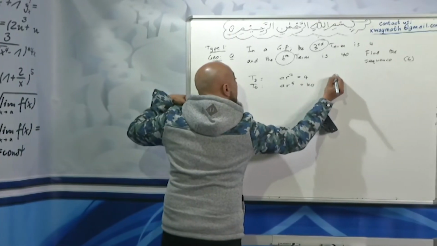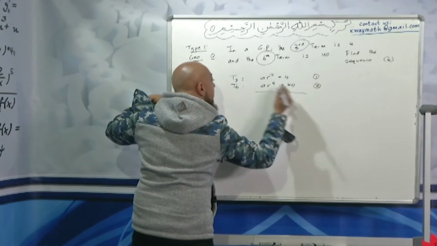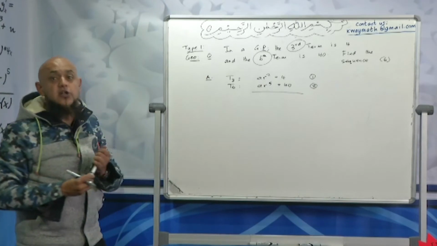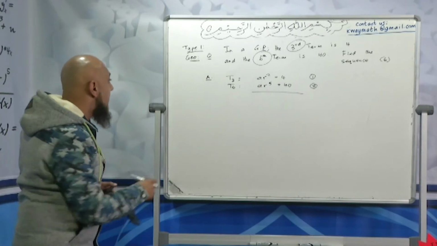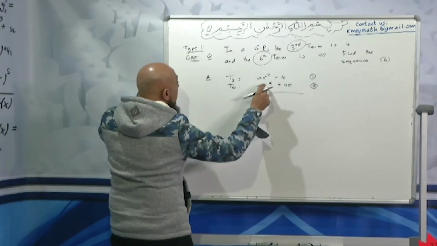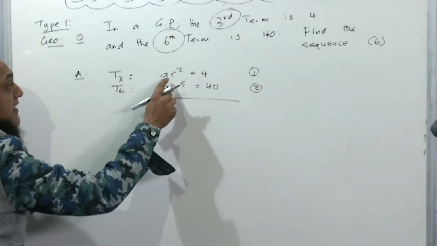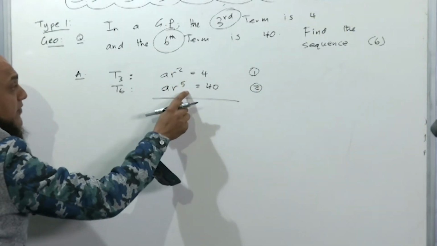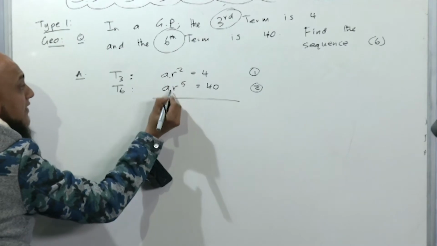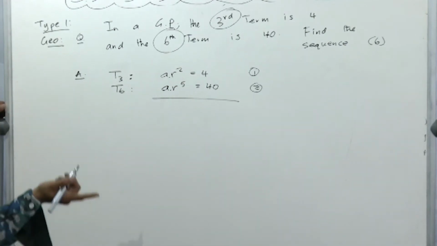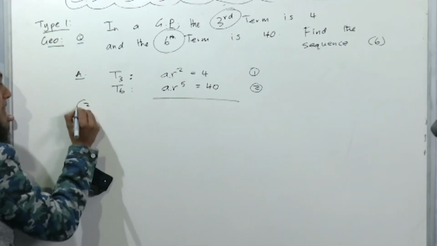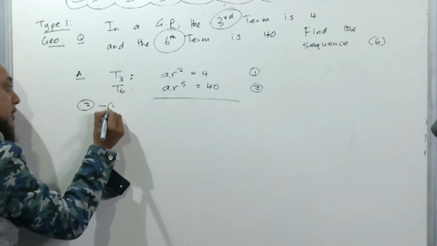I'm going to do it by division, right? I'm going to do it by elimination. I'm not going to do it by substitution. Now, I cannot add or subtract them. They are unlike terms. I got AR squared and AR to the power 5. But they are multiplied. So, what's the opposite of multiplication? Division. So I'm going to say equation number 2 divided by equation number 1.